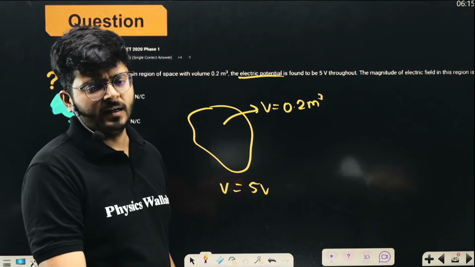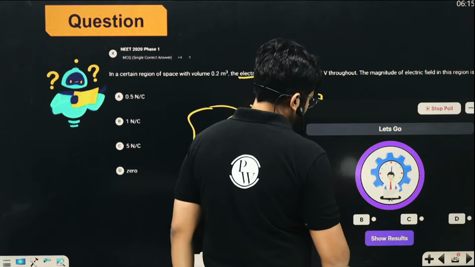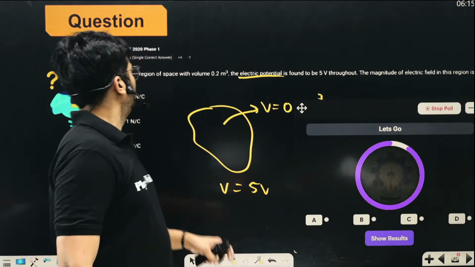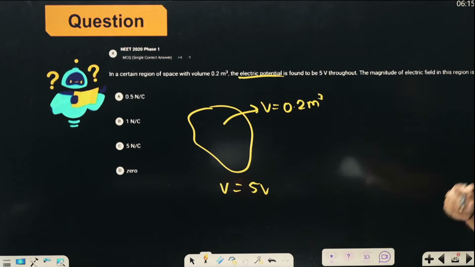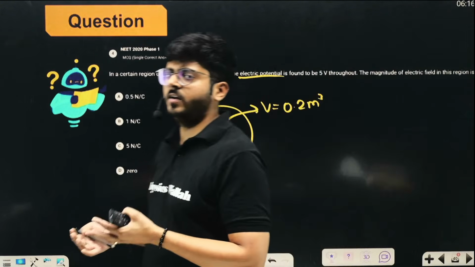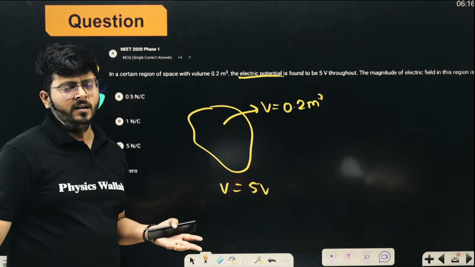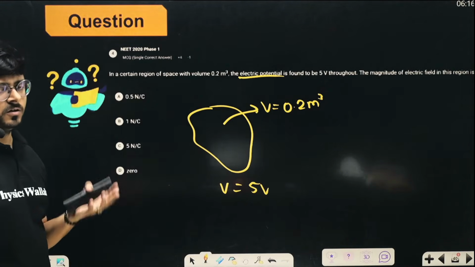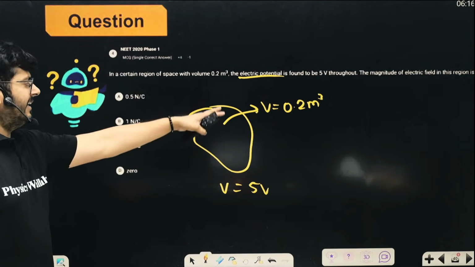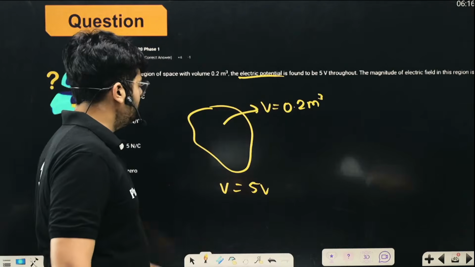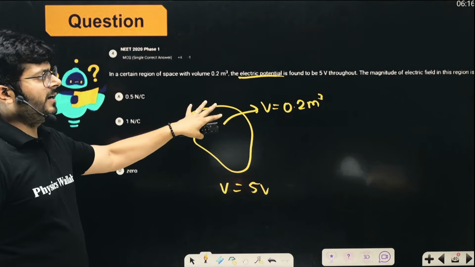A conceptual question, right? Anyone who knows a basic concept should be able to solve it without even picking up the pen. It was asked in the NEET 2020. The concept of equipotential surface is a very dear darling concept of NEET, right? They keep asking this particular question, and they keep asking questions from this concept. So you have to focus on the concept of equipotential surfaces. They are telling us in this volume everywhere the potential is the same, and that potential is 5 volt. You have to tell what will be the magnitude of electric field in this region.